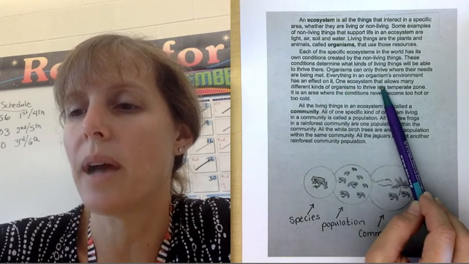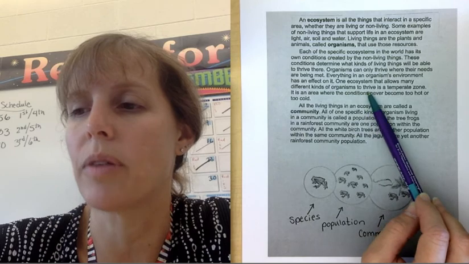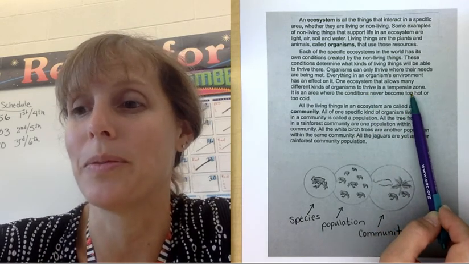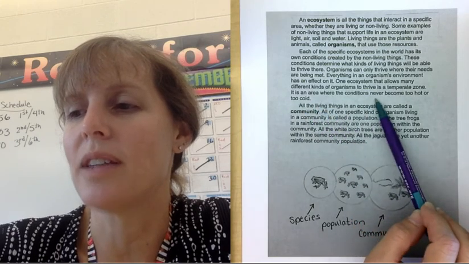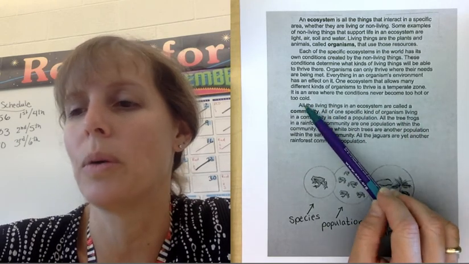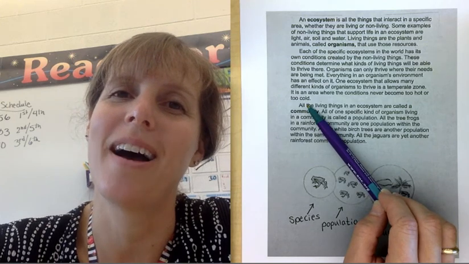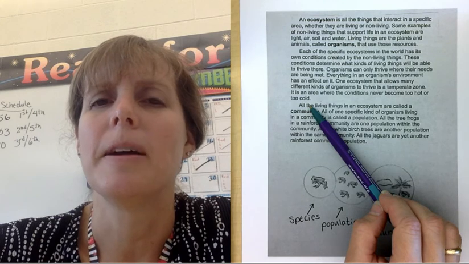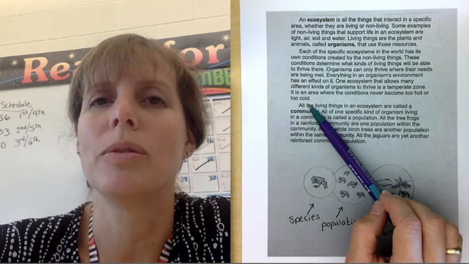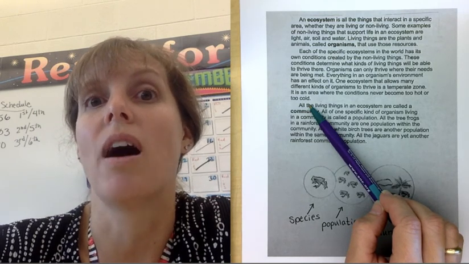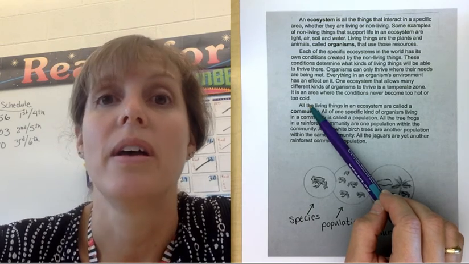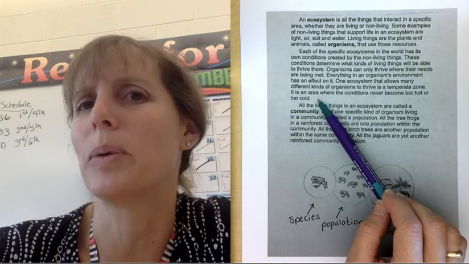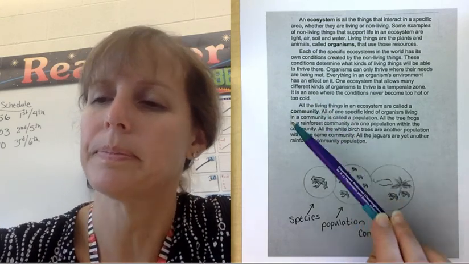One ecosystem that allows many different kinds of organisms to thrive is a temperate zone. Michigan is actually in a temperate zone. It's an area where the conditions never become too hot or too cold. You might say that Michigan becomes too hot. You might say that it becomes too cold. But really, we don't go so far below zero that things actually literally die too much, or too far above 90 that things are actually dying from the heat, right? So we have a pretty great area most of the time.